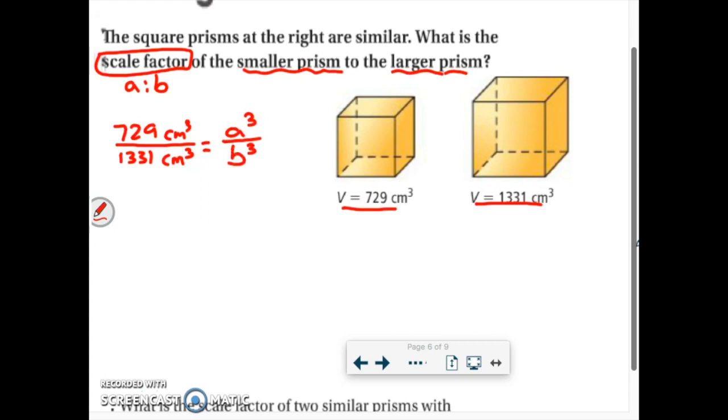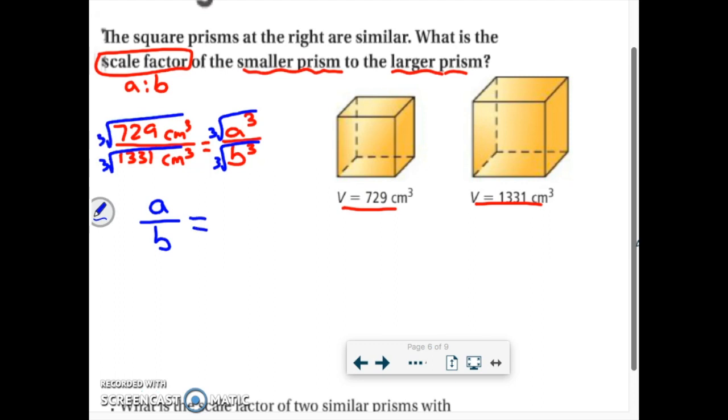So what we want is a to b. We want to figure out what a to b is, which means we don't want a cubed to b cubed. We have to get rid of those cubic units. So just like we talked about yesterday, going from volume to surface area, the way that I could get from cubic units back to linear, just regular centimeters, is take the cube root. So I'm going to take the cube root of everything I see here, and that will help me get that a to b that I'm looking for.